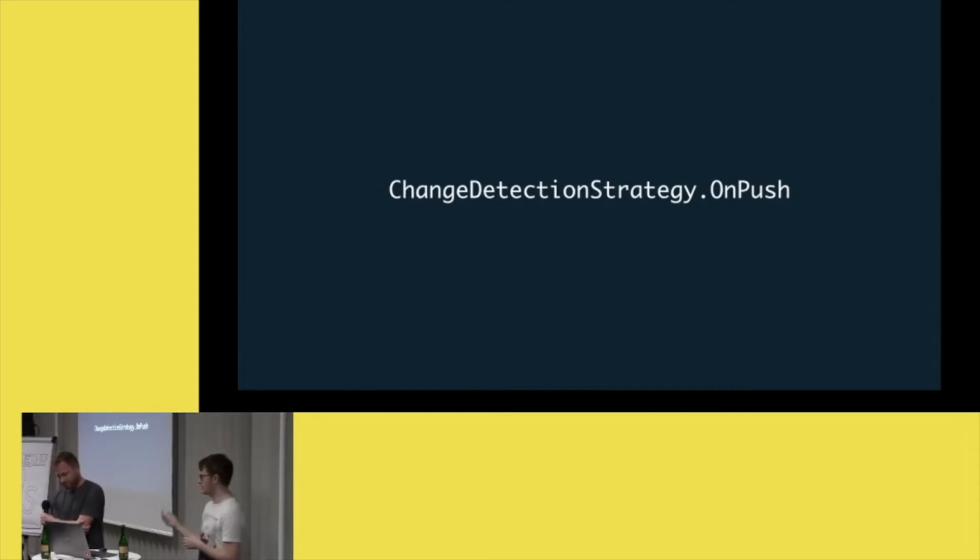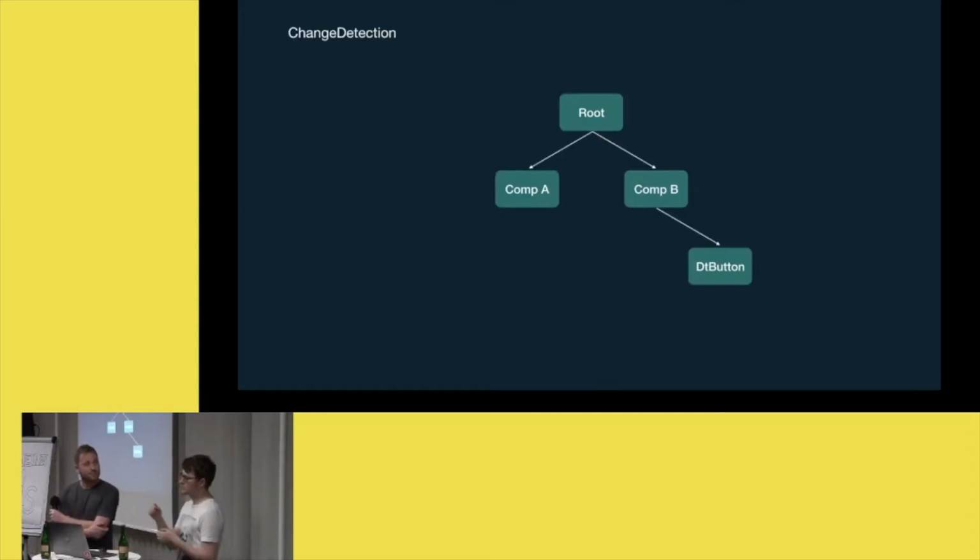So every one of our components has change detection set to on push, and to explain a little bit why we need to do this. This flow shows the basic change detection in Angular without setting any component to on push, and the DT button is our component at the bottom end. So the change detection starts at the root level and then goes down the tree until it reaches our DT button. So if we need to update something on our DT button, everything works fine.